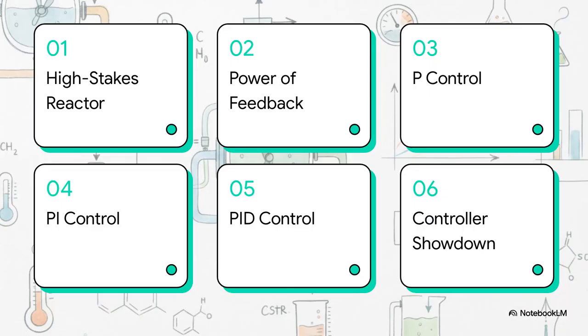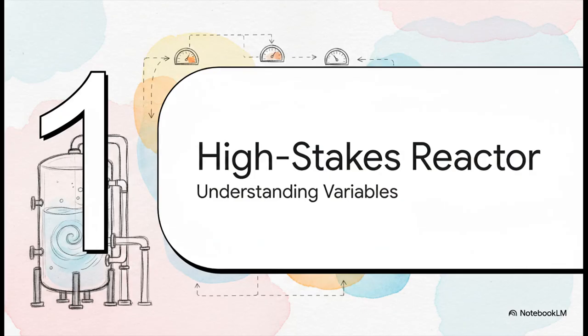Okay, here's our syllabus for today as we hunt for that perfect Goldilocks temperature controller. 1. The high-stakes reactor. 2. The power of feedback. 3. P control, the quick reaction. 4. PI control, fixing the error. 5. PID control, ultimate mastery. And finally, 6. The controller showdown. All right, let's jump right into section 1, the high-stakes reactor.